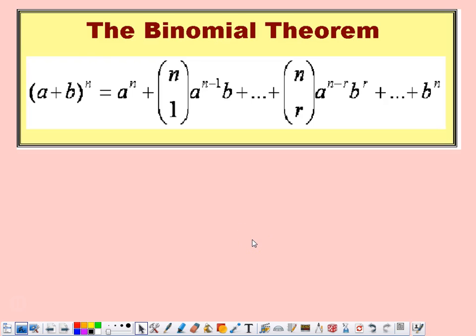Okay, so when you look at the binomial theorem on your formula sheet, this is what it looks like. I apologize, it looks a little grainy. I cut and pasted it and then tried to make it larger. I should have just typed it over. But these are n's, so this is the expansion for a plus b to the n.